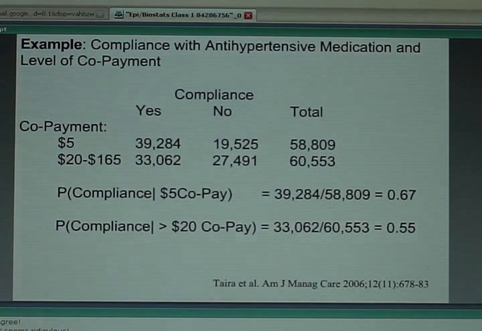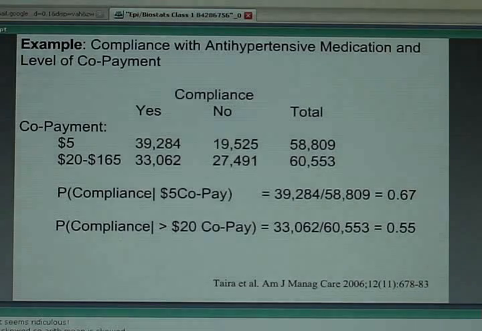To measure the association between copayment and compliance, we could take the ratio or difference of these numbers. So we could calculate, if we want, a risk ratio dividing the 67 by the 55. We could turn the 67 into an odds of compliance by dividing 67 by 33. We could turn the 55 risk into an odds by dividing 55 by 45.